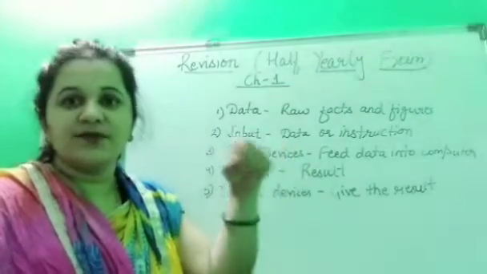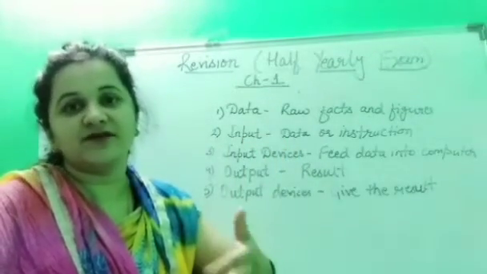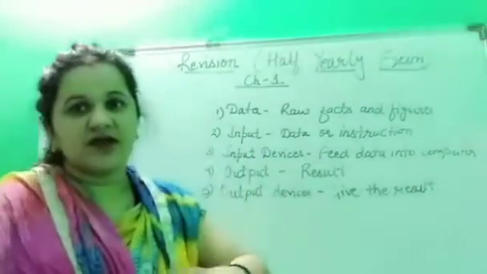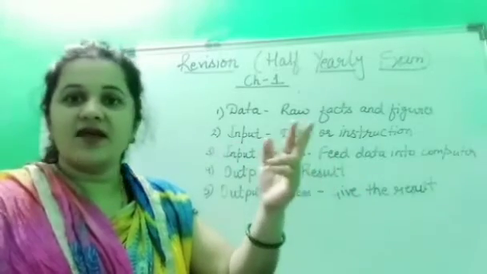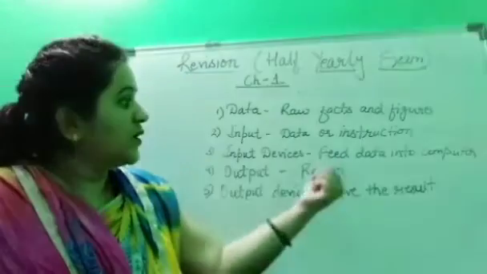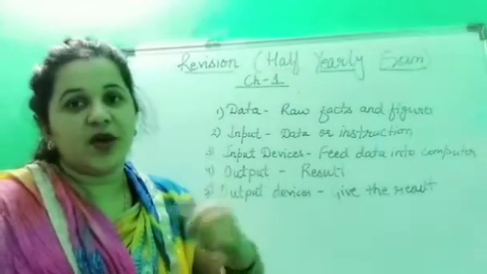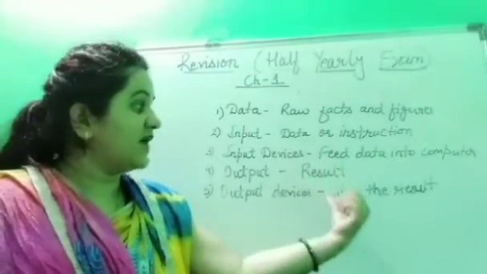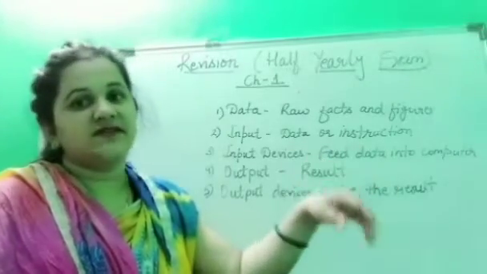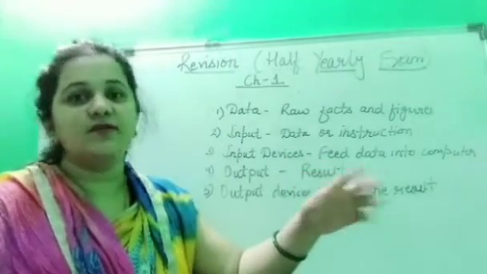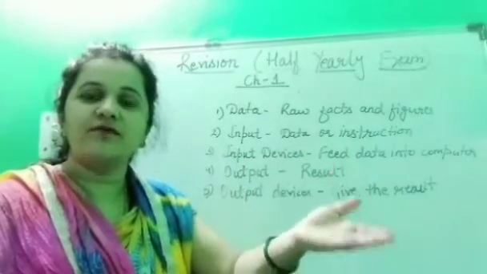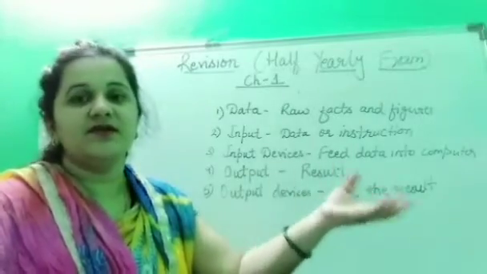Next comes output. What is an output? Output is the result which is obtained after the processing is done on the data. Next comes output devices. Now children, data is given, processing is done, and what is now left? Result. So we require some devices which can give us the result. So the devices which are used to give the result, these devices are called output devices, like printer and monitor. Monitor displays the result and printer gives the output in the form of print on a paper.